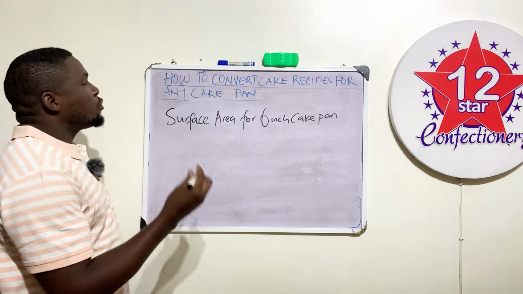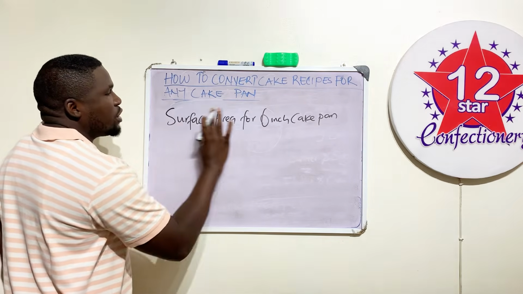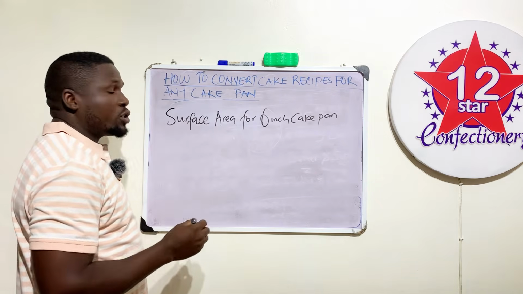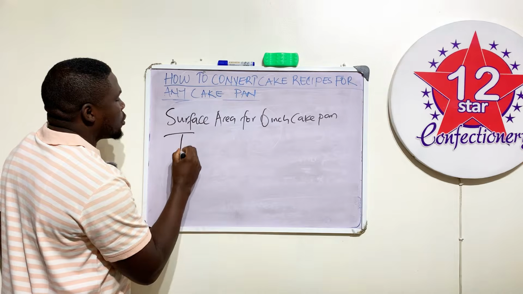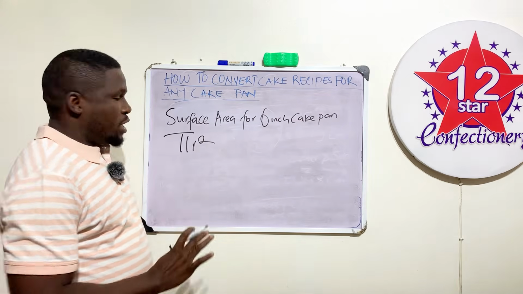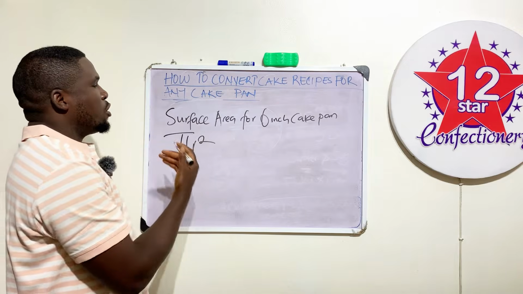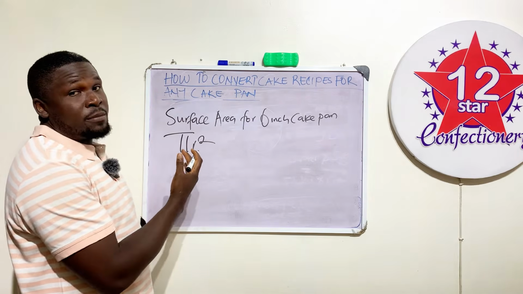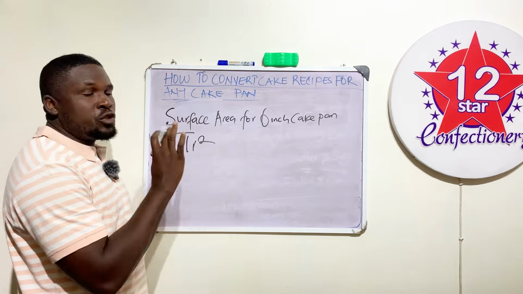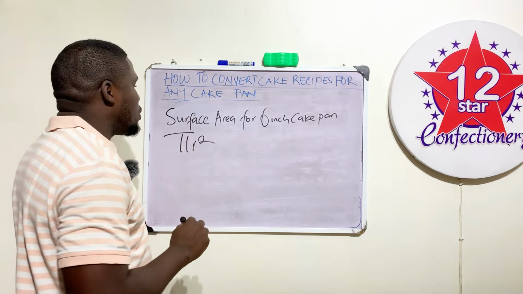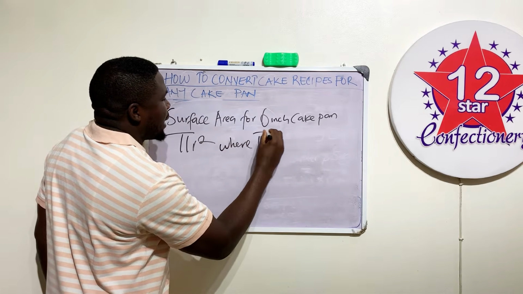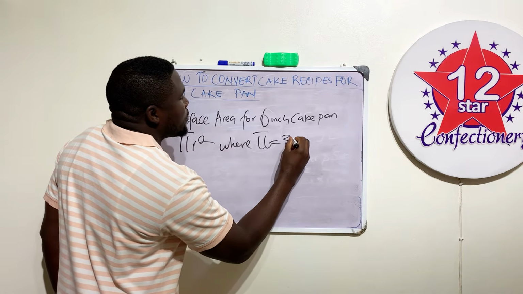is to find, this is the formula. We are looking for the surface area of the 6 inches cake pan. So you first of all get the formula. The formula is pi r squared. I don't know if you are seeing what I'm doing. Yeah. The formula is pi r squared. So many people have their own format of writing the pi r squared, but just have in mind that this is pi r squared, and you know how to impute your figures.